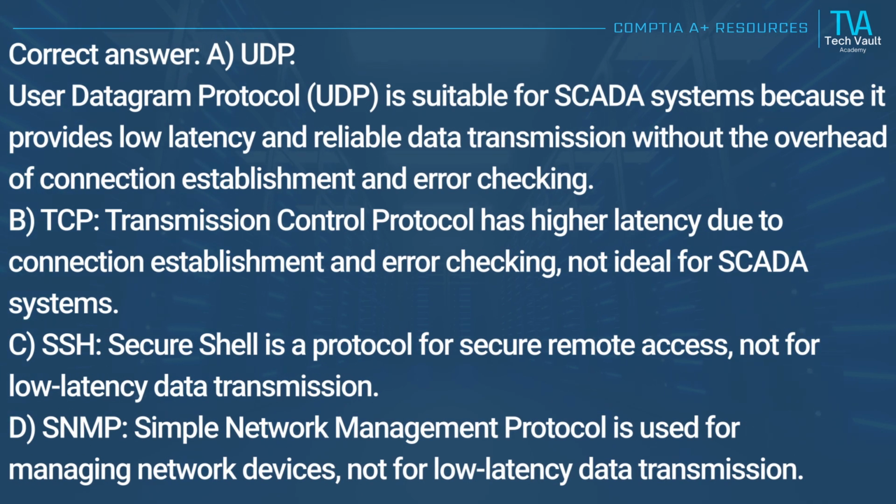Correct answer, A, UDP. User Datagram Protocol, UDP, is suitable for SCADA systems because it provides low latency and reliable data transmission without the overhead of connection establishment and error checking. B, TCP. Transmission Control Protocol has higher latency due to connection establishment and error checking, not ideal for SCADA systems.